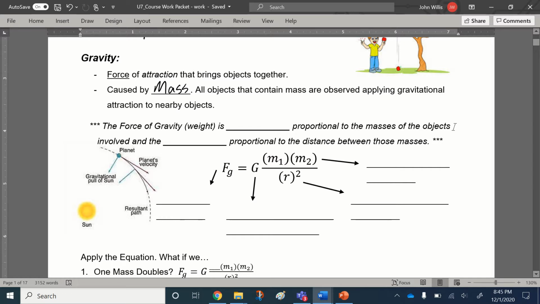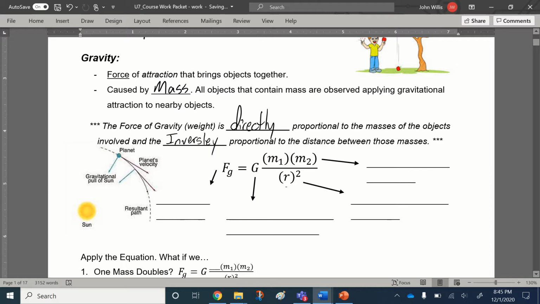So, the relationship Newton and his colleagues were able to derive observing planets orbiting the sun and things like that was that the force of gravity, or your weight, remember, your weight is a force of gravity, is directly proportional to the product of the masses involved, right? You're taking those two masses, M1 and M2, and you're multiplying them together, and is inversely proportional to the distance between those masses. And that's where this guy right here comes in. That's going to be your radius, the distance between the two masses.